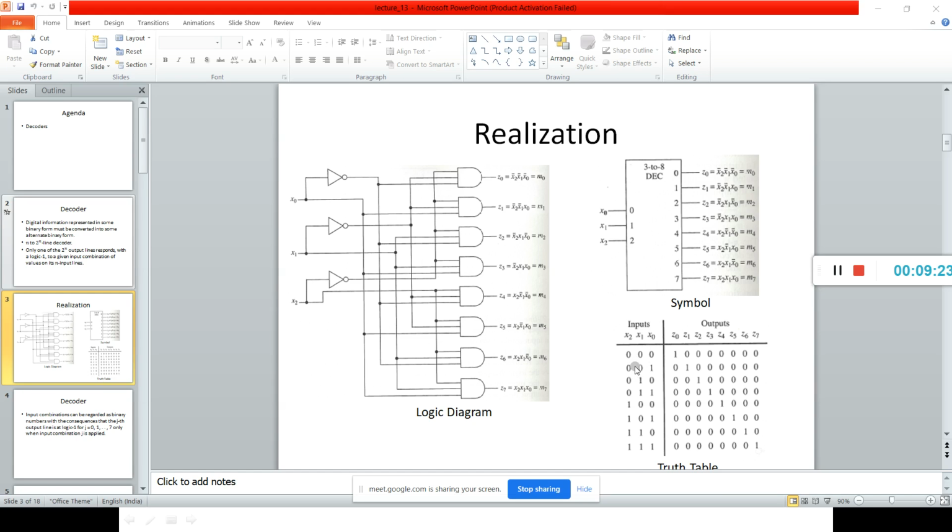Okay, ma'am. If the input is 3, then we should write 2 to the power of 3 variables, no? If the input is 3, it means 0 1 1 you should write. And for 0 1 1, which is 3, only at that time will Z3 be 1. Z3 output line will be 1. All others will be 0. You understood? No, I'm not getting that.